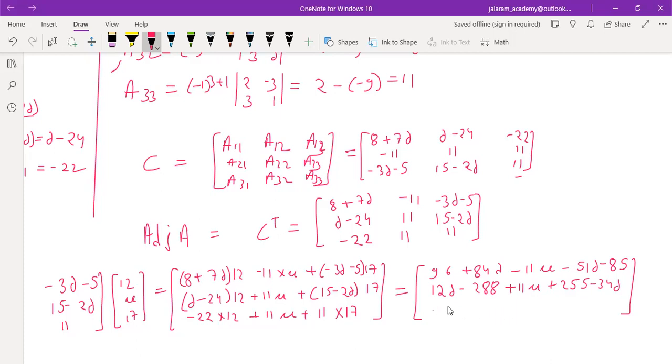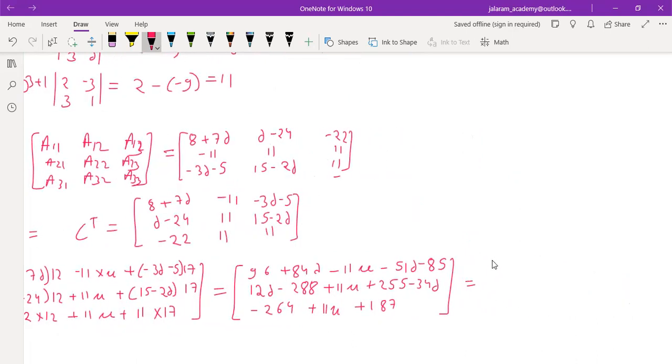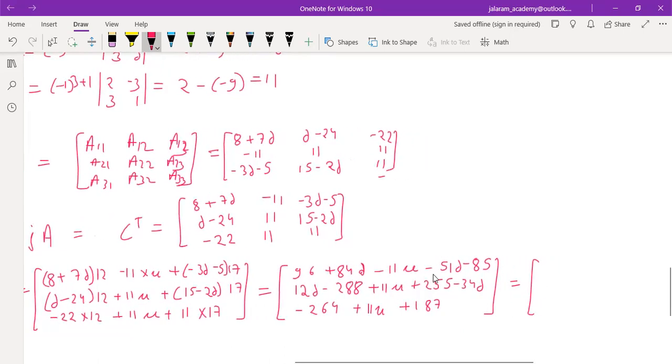We will further check it, as I am doing all the calculations manually, so there can be some careless mistakes also if slightly we lose our attention. So 84, sorry, it is delta. Yes. 84 delta minus 51 delta is 33 delta.